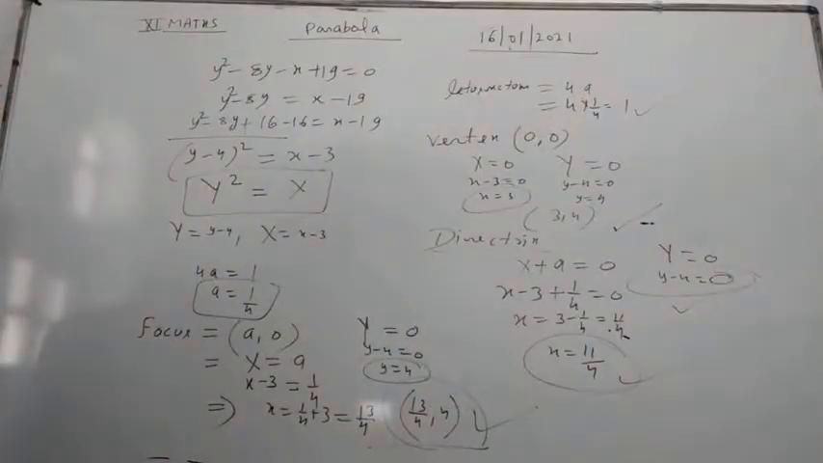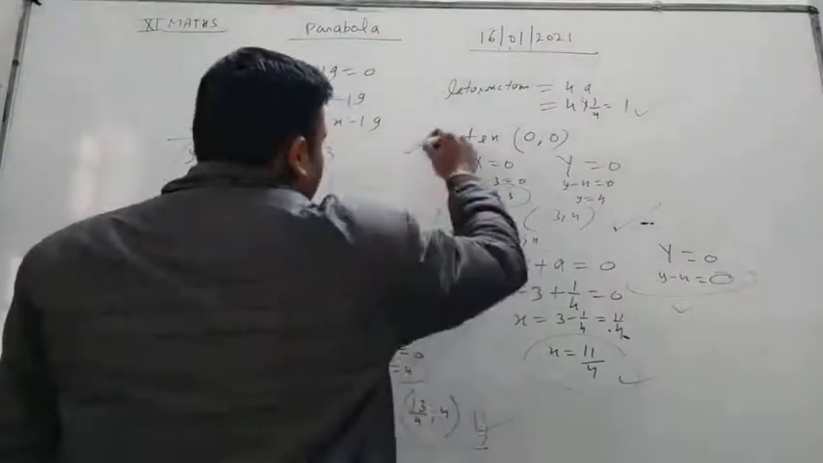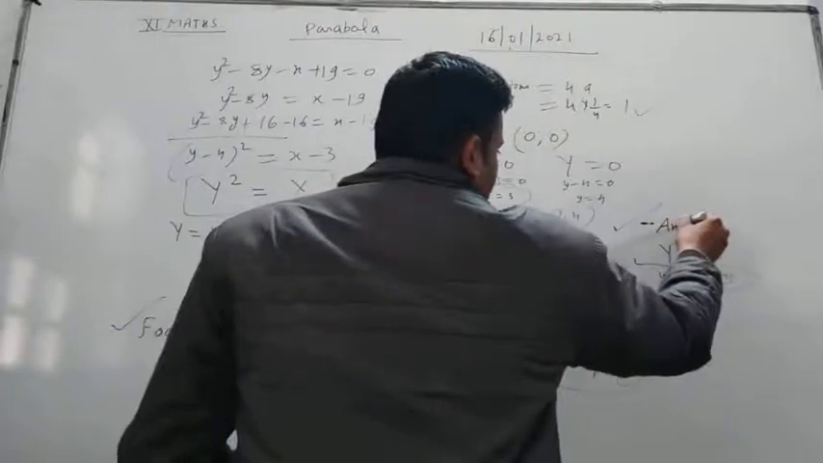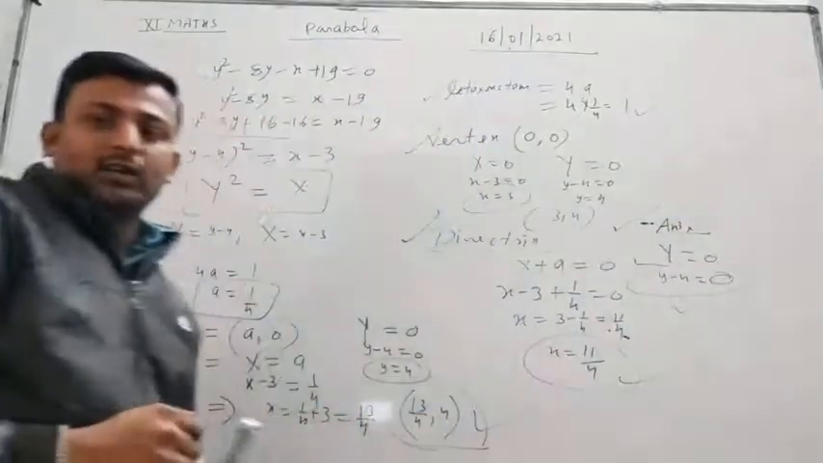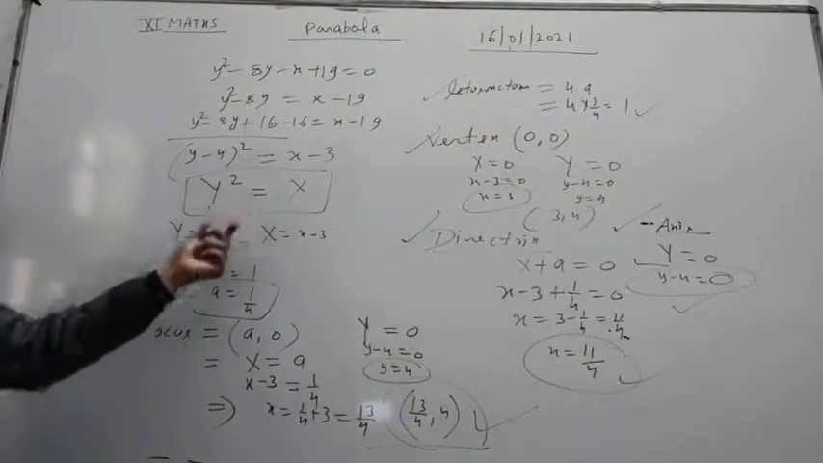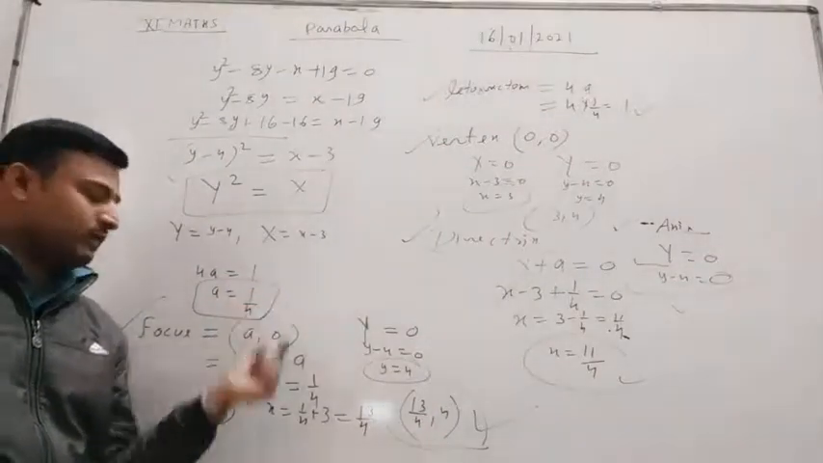Now we have to find out our focus, directrix, vertex, latus rectum and axis. Okay student, so these are the things which we have to find out from the given information. Now comparing this part, we see that our 4a is equal to 1, so a will be 1 by 4.